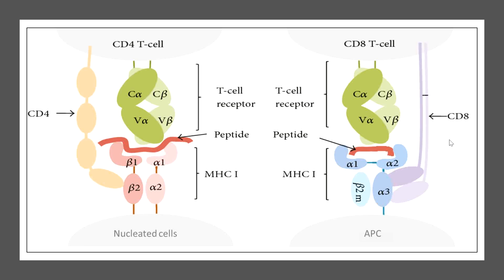Now, you can see the nucleated cells and these APCs, they are actually expressing this alpha 1, beta 1, alpha 2, beta 2 domain containing MHC1 and alpha 1, alpha 2, this should be MHC2. Okay, this is not right over here. This should be MHC2 and this should be APC and this should be nucleated. There is a problem in this picture. I guess you understood what the problem is.